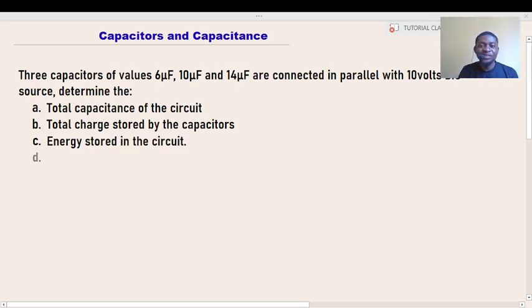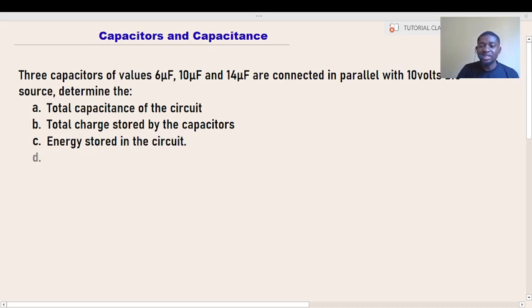Hello, this is a physics question under the topic capacitors and capacitance. Here we are given three capacitors connected in parallel and we are asked to calculate the effective capacitance of the circuit, the total charge stored by the capacitors and energy stored in the circuit.